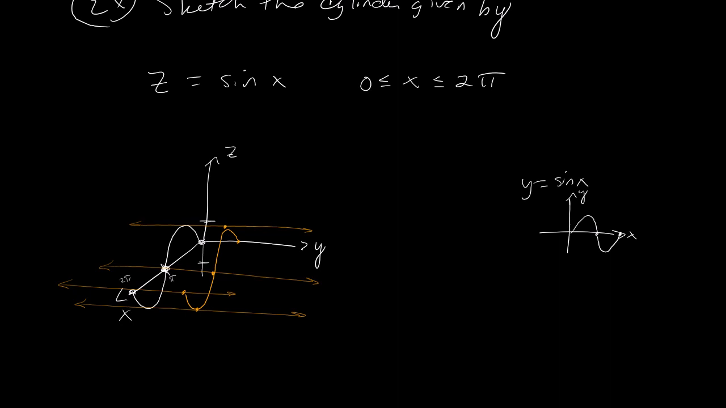Oh, and I did stop at 2 pi and 0 because those were the boundaries we were given for our x value. Okay, so this is just going to keep going over and over. It's going to repeat over and over. Okay, and so there you can see our surface.